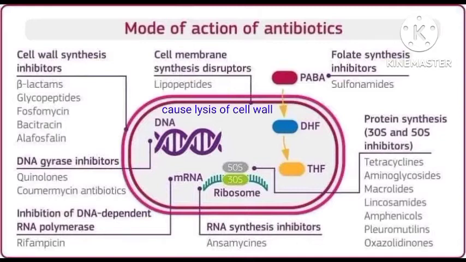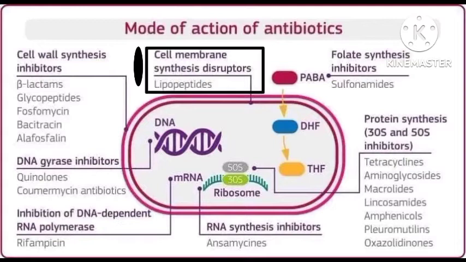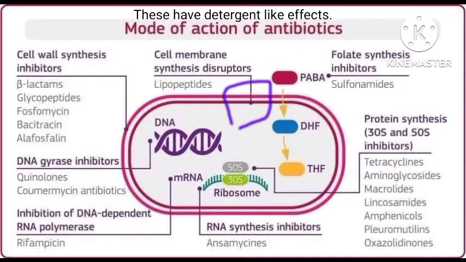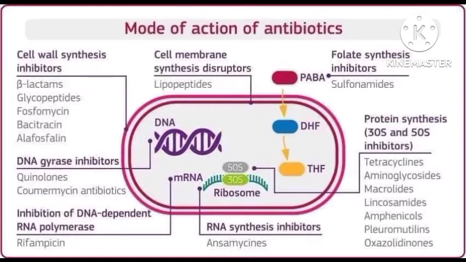Those antibiotics which inhibit the cell membrane, also called cell membrane synthesis disruptors, include lipopeptides, and also inhibit the formation of murein. These are certain antibiotics which have a detergent-like effect on the cell wall and cell membrane of bacteria and cause the lysis of the cell membrane.